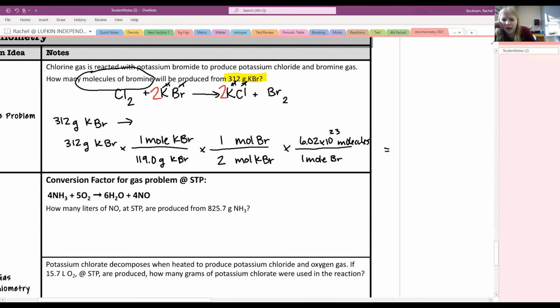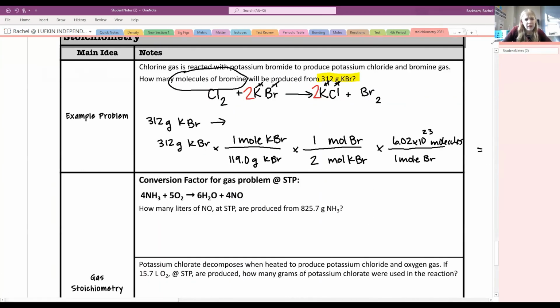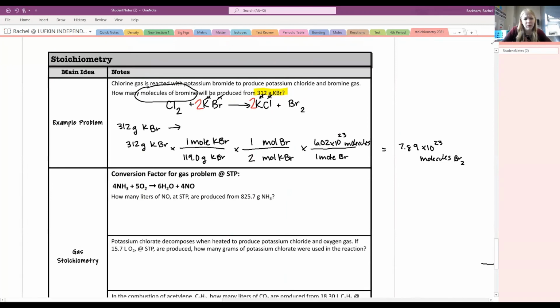So I should expect this to have a big number because it asked us for how many molecules, right? There should be a ton of molecules. I'm getting 7.89 times 10 to the 23rd molecules of Br. Okay, so that's that type, using molecules instead.